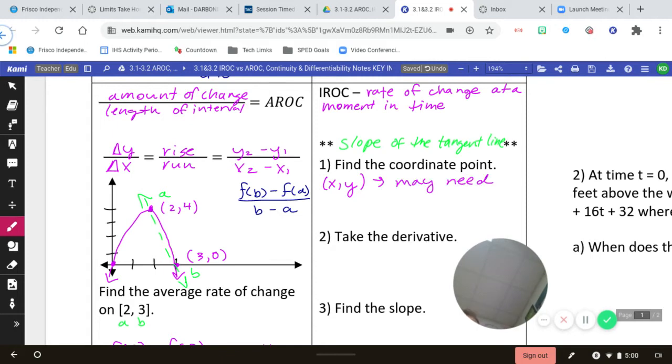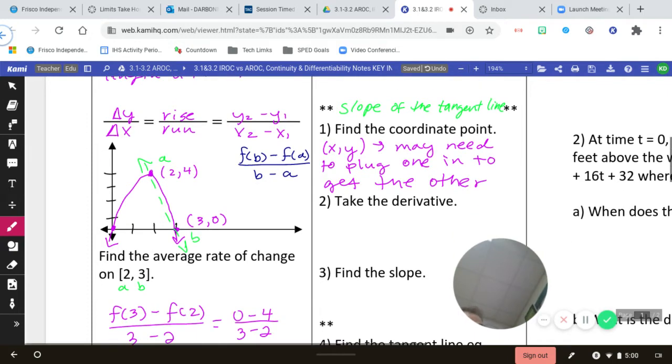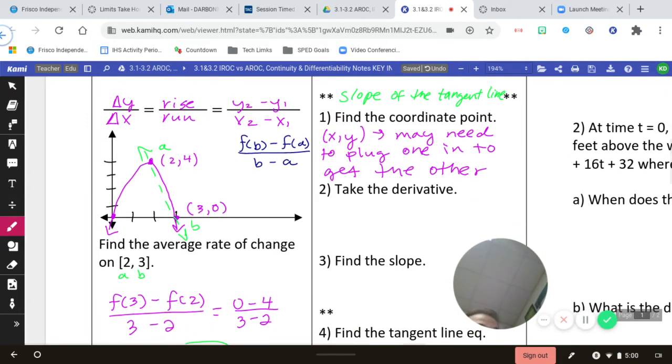And sometimes you may need to plug one in to get the other. Just depends. Okay, so once I have my coordinate point, I'm going to take the derivative. So my derivative is an equation. So remember, we talked about this all last class.